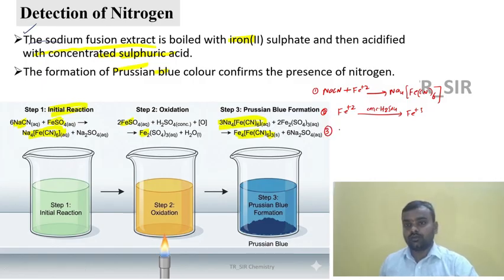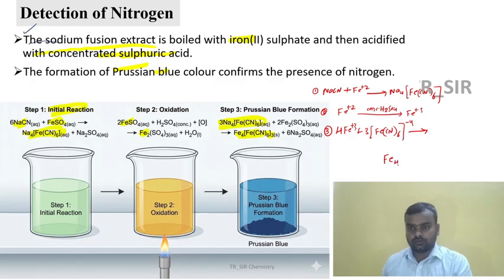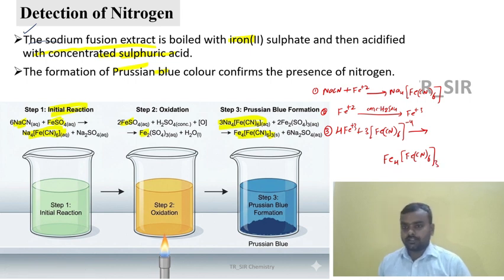So third step, what will happen now? Let us take 4 moles of Fe3+ and 3 moles of [Fe(CN)6]4-, with the minus 4 charge. So this will give Fe4[Fe(CN)6]3. This is the Prussian blue color that will be there.